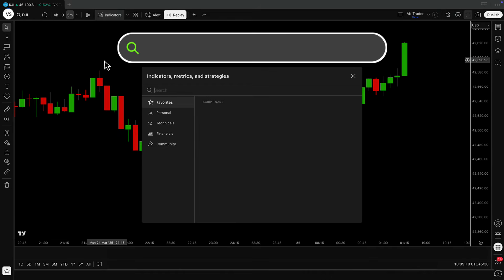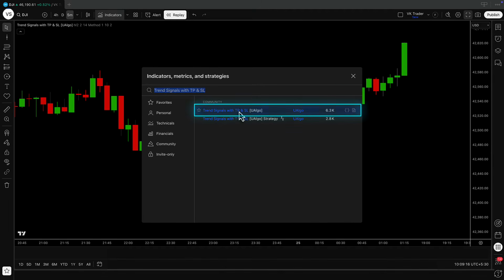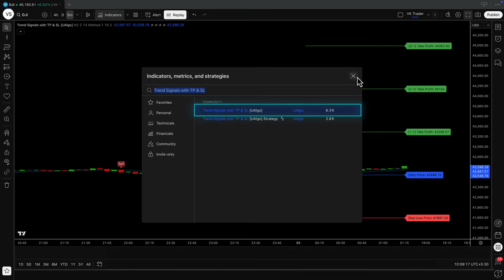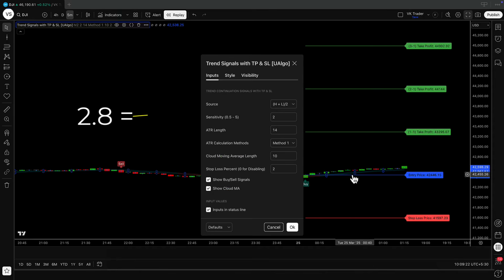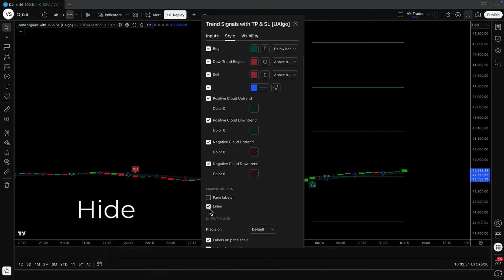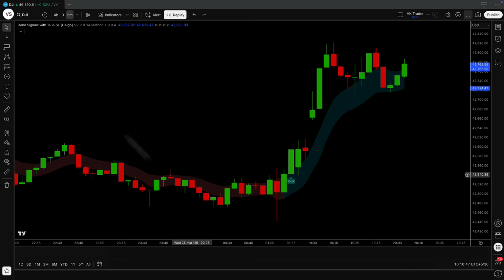First of all, we will search the trend signals with TP and SL in the search box of TradingView. After that, we have to click on the trend signals with TP and SL option, in which we have to change some settings. In this, we have to change the value of sensitivity to 2.8 instead of 2. In this, we have to hide some options. After that, we have to apply the confirmation indicator on the chart.